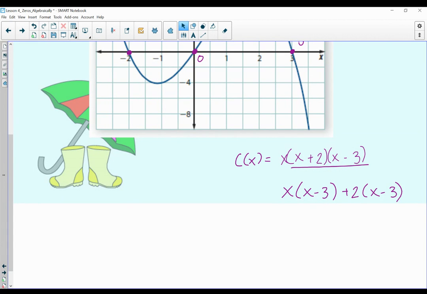And if you want to do this in box method, you are more than welcome to. So now I have x squared minus 3x plus 2x minus 6. I see that I have negative 3x and positive 2x. Because they both have x's, that means they're like terms. So I combine those like terms and I get x squared minus x minus 6.